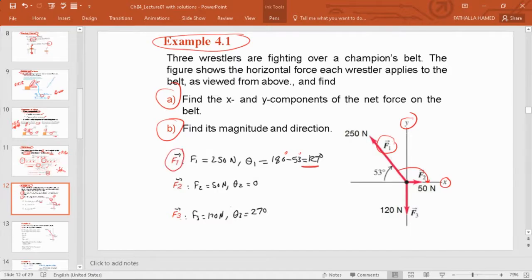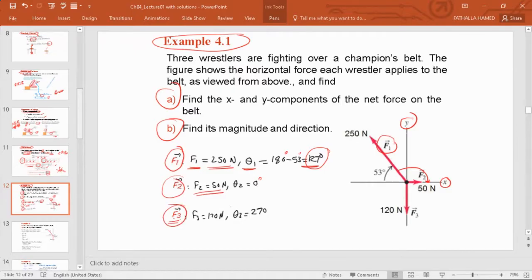So for your F1 here, which we have as a vector, with the vector sign on top, the magnitude is 250 newtons. Theta 1 here will be 127 degrees relative to the positive x-axis. F2 has a magnitude of 50 newtons. It's along the x-axis, so the angle between it and the x-axis is 0 degrees.